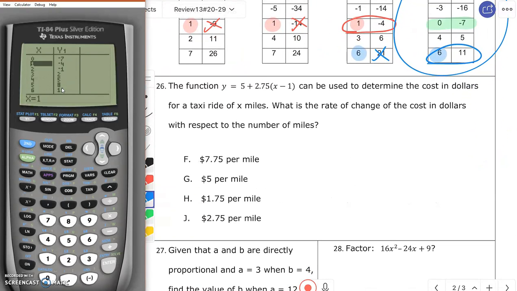With this function, we've got an equation that can be used to determine the cost in dollars, so that's my y, for the taxi ride for x miles. What's the rate of change, which is my m value in a slope-intercept equation? I've got to get it to where it's just y equals mx plus b. But I've got a little bit of a more complicated equation. If I look at my equation right now, I've got a bit of work to do.